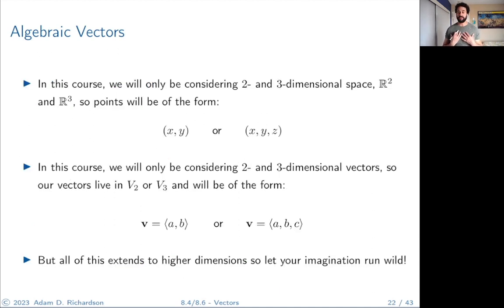In this course, we're only going to be dealing with 2 and 3-dimensional space. So our points will be of these two forms, either x, y or x, y, z. And then we're only going to be dealing with 2 and 3-dimensional vectors in this course. But again, it extends to any number of dimensions. So our vectors live in V2 or V3, the space of 2-dimensional vectors, or the space of 3-dimensional vectors. And they're of the form a, b or a, b, c.